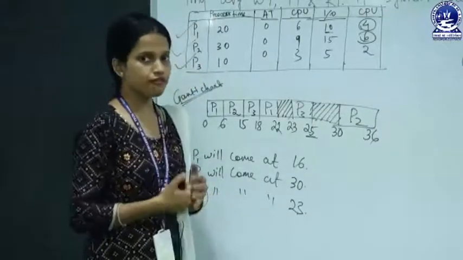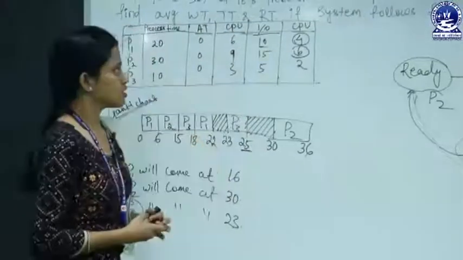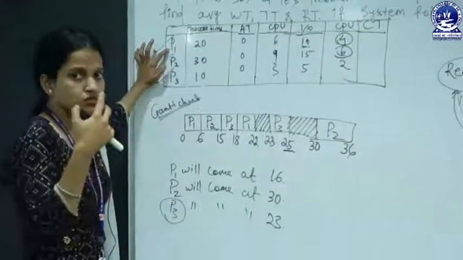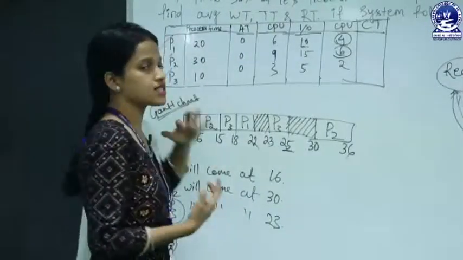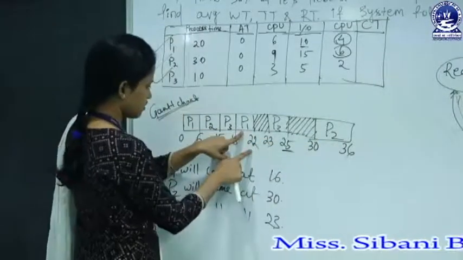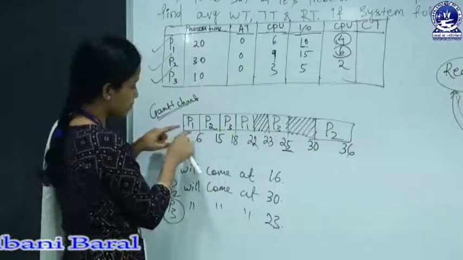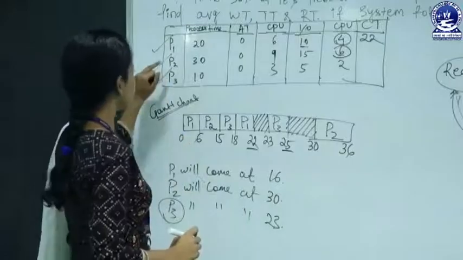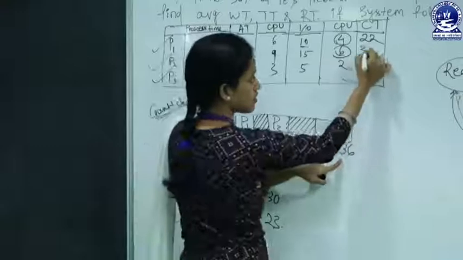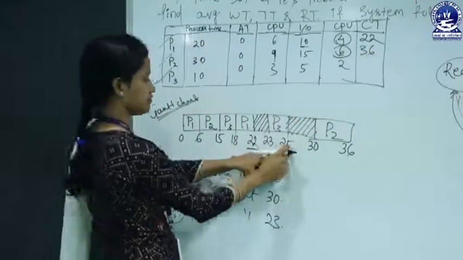Now we will find the waiting time, turnaround time and response time. So let us find out the completion time. So at what time is P1 completed? See the Gantt chart. Here, don't look at this. At 6 units of time, P1 is partially completed. For P2, the completion time is 36. For P3, the completion time is 25.